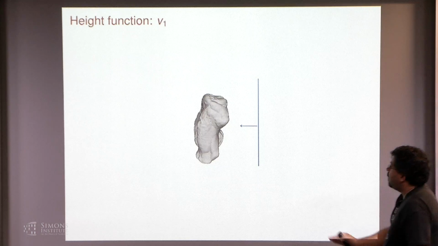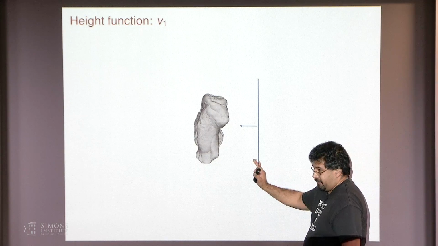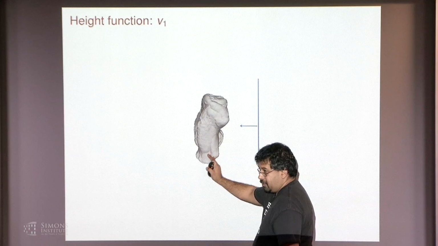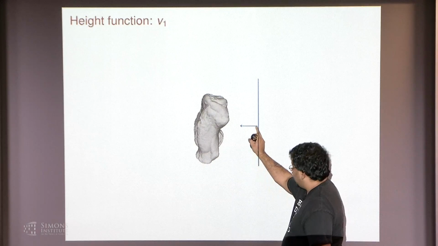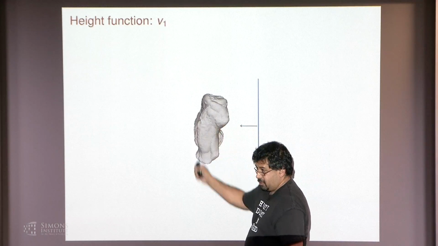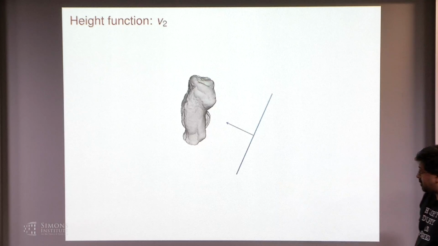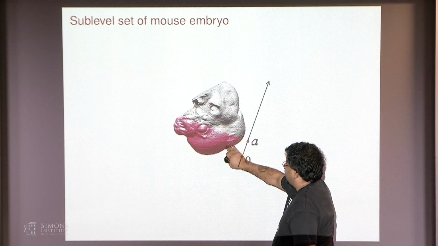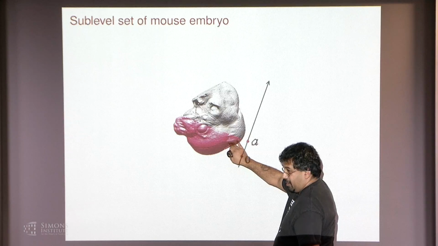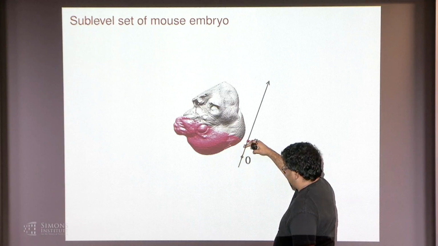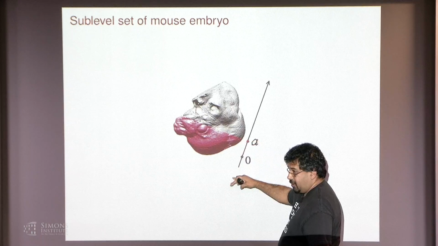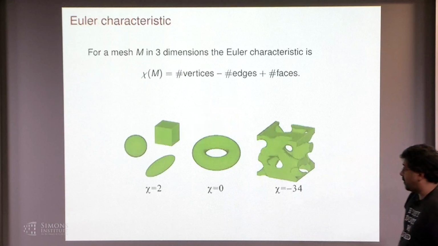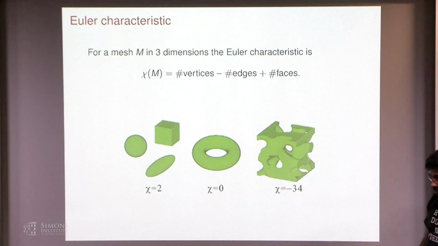Now, one of the objects we're going to use a lot is something called a height function. So this is my bone, this is a plane, and I'm going to think about sweeping this plane through the bone. And I'm going to do it from many directions. Okay? So this is specifically a CT scan of a mouse heart embryo, and I've swept distance A, and I'm looking at the sublevel set of that. And what I'm going to compute from that sublevel set is something called the Euler characteristic.